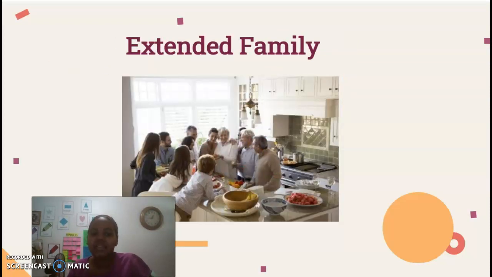Then we have the extended family. Extended family is when you live with your mother, with your father, but also with your grandmother, or your grandfather, or your uncle, or your aunt, but all of them live with you in the same house. So that's extended family.